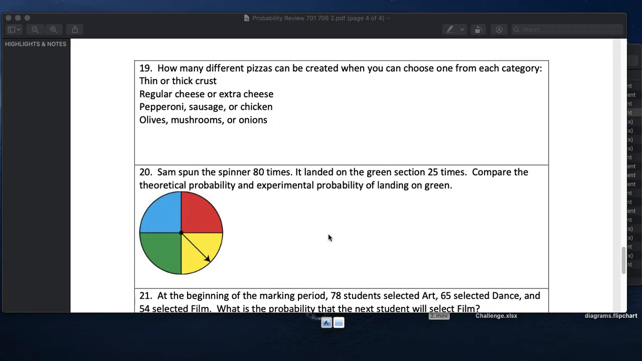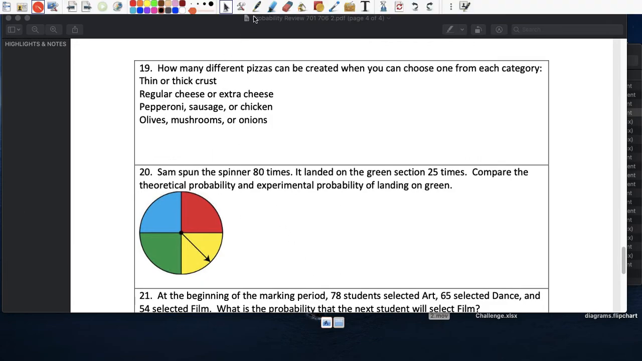19. How many different pizzas can you create based on the choices given? So we have a choice of thick or thin crust, 2 choices. Cheese, we have 2 choices, regular or extra. Toppings, pepperoni, sausage or chicken. That's meats, I guess. 3 choices. And then vegetables, olives, mushrooms, onions. 3 choices there. So how many different pizzas can we make out of this? So it would be 36.